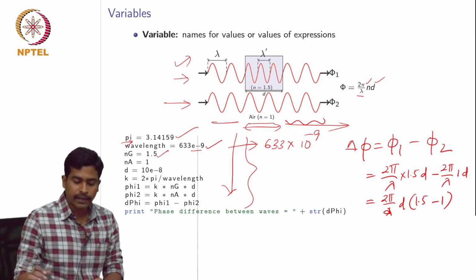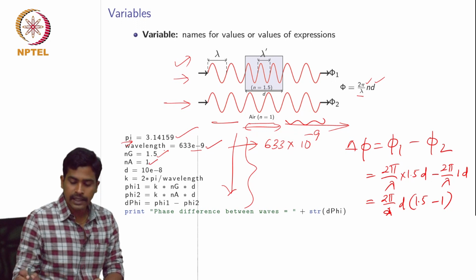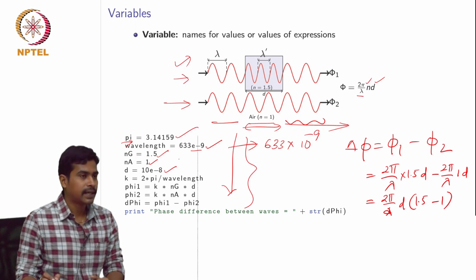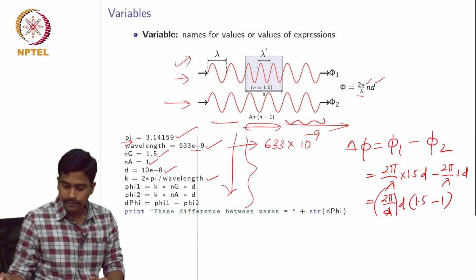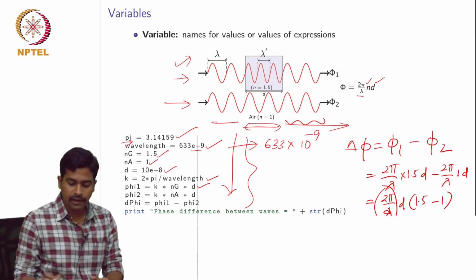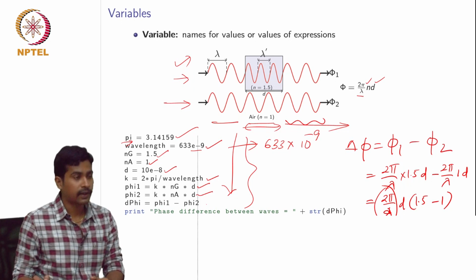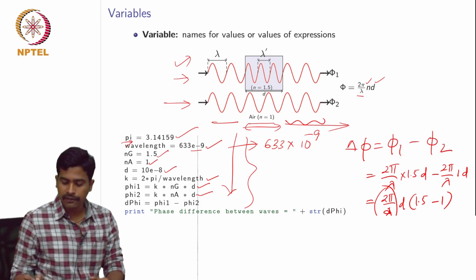Ng is the refractive index of glass, Na is the refractive index of air, and d is the distance traveled. I just took some 10 into 10 to the power minus 8 meters. And k, the wave number, I have calculated using the 2 pi by lambda formula. Phi 1 is for this equation, and phi 2 for this equation. So delta phi is given by phi 1 minus phi 2. Finally we are printing the phase difference between the waves is given by so and so number.